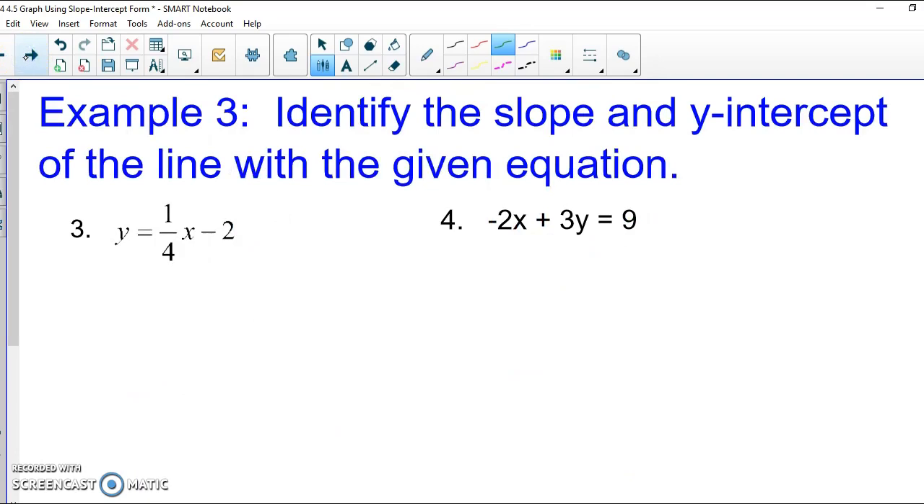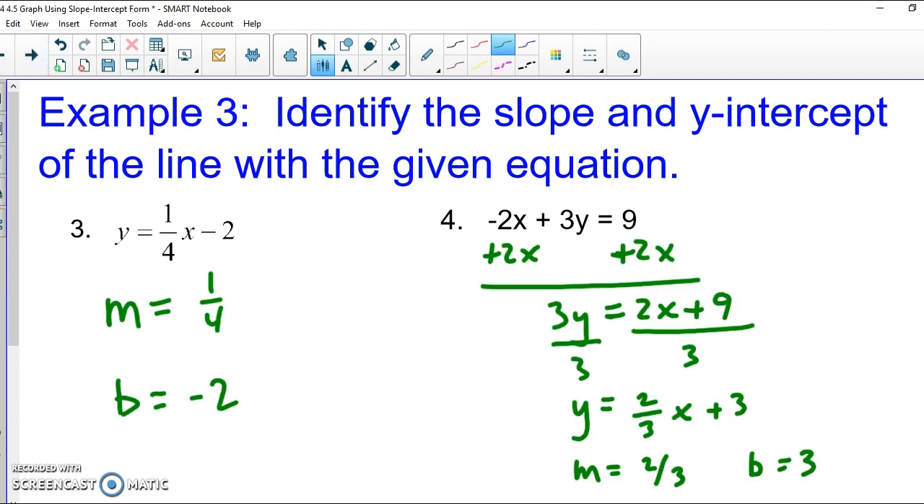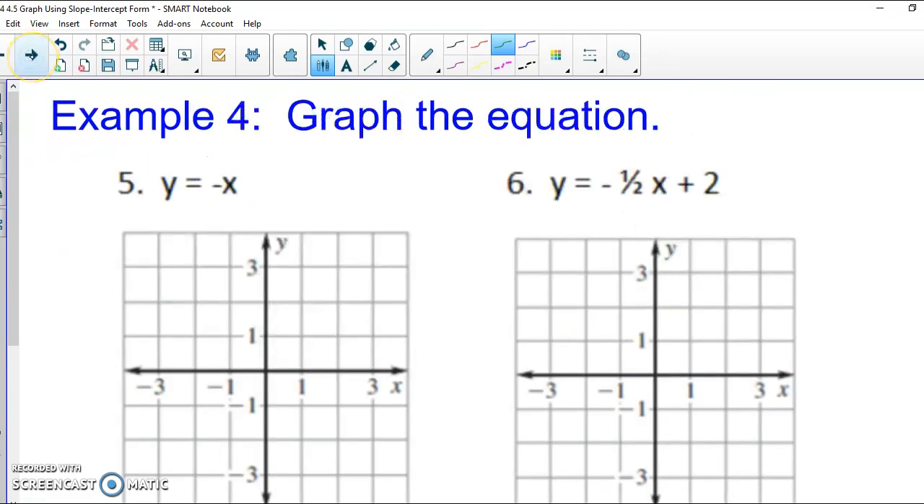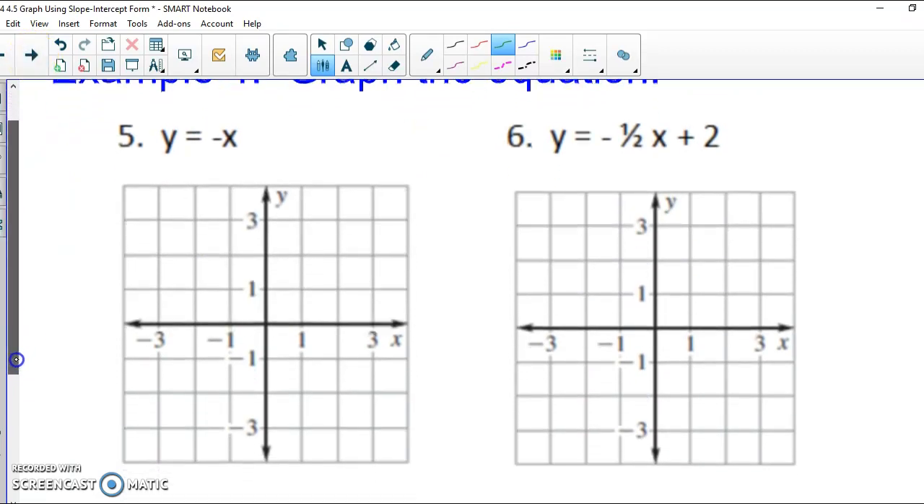For our third example, we're going to identify the slope and y-intercept of the line with the given equation. So more practice here on converting to slope-intercept form and then labeling our slope and y-intercept. Hopefully on number 3 you identified the slope as 1/4 and the y-intercept is negative 2. Number 4 we already previously worked, so I will skip past that one. Let's look now at graphing the equation.